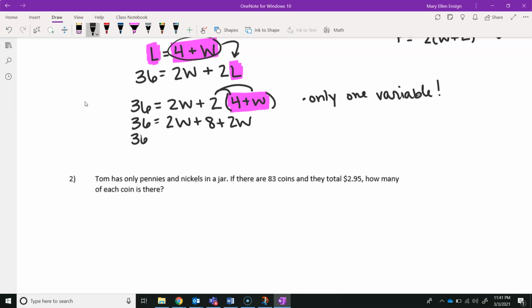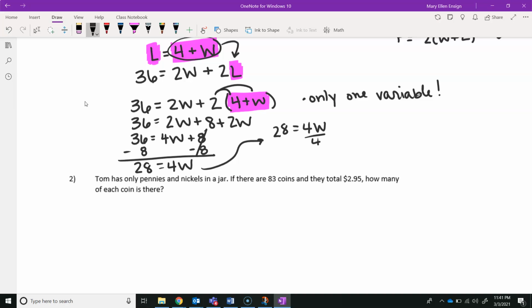So I can combine on the right-hand side. 2W plus 2W is 4W. And then I'm going to subtract 8 from both sides. So let's see, 36 minus 8 would be 28 equals 4W. I'm just going to rewrite this over here so I have some more space. And I want W by itself, so I divide, and I get that W is 7.